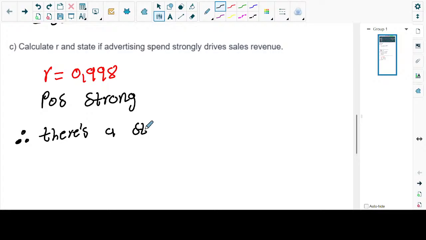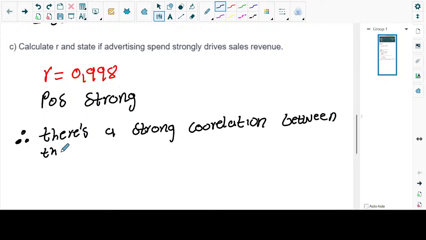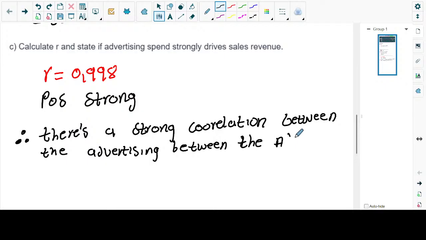There's a strong correlation. Let me use my fancy English from my model system. Correlation between the advertising and the income received. That's what they were trying to check: is there any strong correlation between advertising and income received? In this case, they call them sales. We put this on our senior marker, let's put it into senior marker.